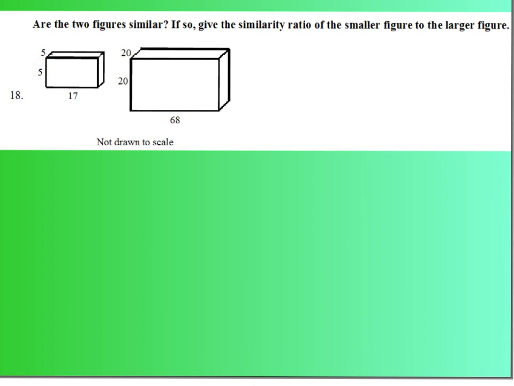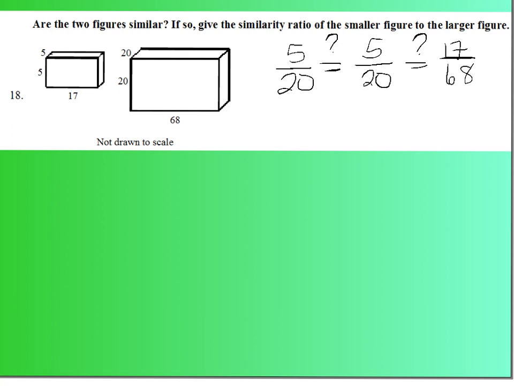We see that this 5 and this 20, they're talking about the same dimension. So we'll say 5/20. Is that equal to our next dimension? We have another 5/20. So is that equal to this 5/20? And is that equal to this dimension, 17/68? So we just have to reduce each of these fractions and make sure they're all equal to each other.